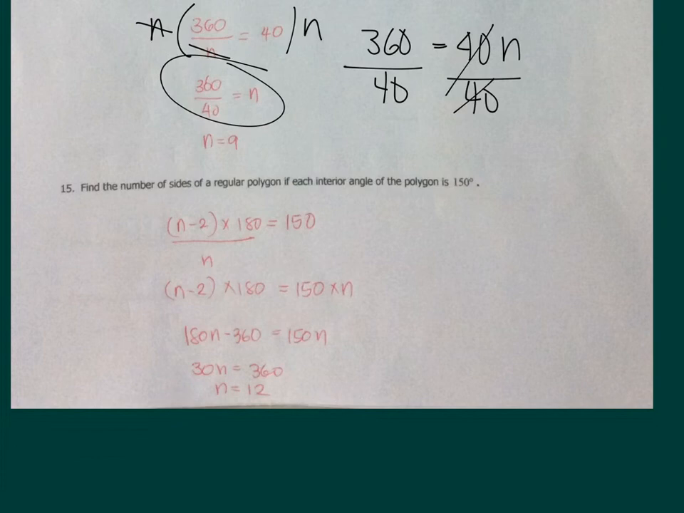So I need you to work on your algebra to solve for this equation, okay? So you have 30n, that's the result of 180n minus 150n, and then 360 on the other side. So to find n, all you have to do is divide both sides by 30, and 360 divided by 30 is equal to 12. So the number of sides of the polygon is 12.